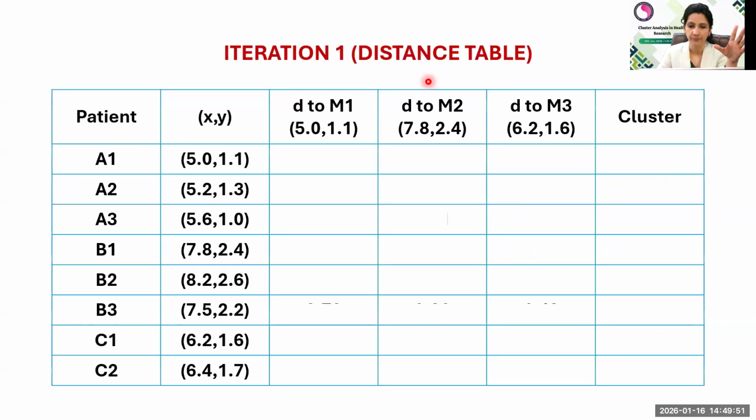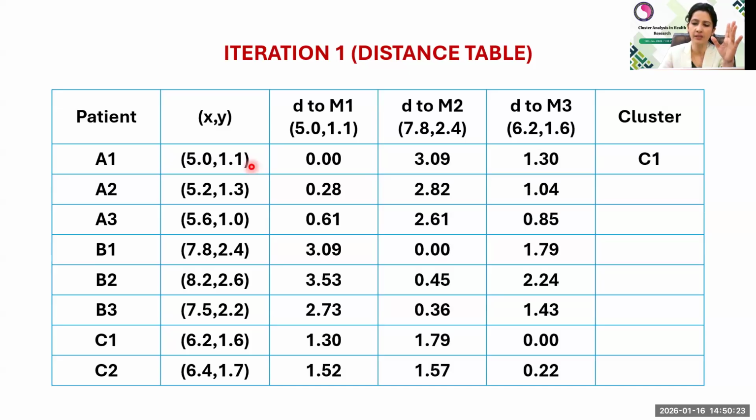But just for demonstration and what is happening in the background, we are telling this to you. For example, now if you have to calculate this distance from D to M1, and these three were the centroids. So if I have to calculate for this, this will be 0. But if I have to calculate for this, how will I do it? 7.8 minus 5 square plus 2.4 minus 1.1 square, under root.